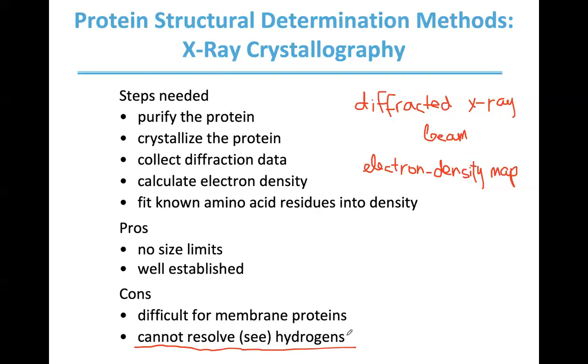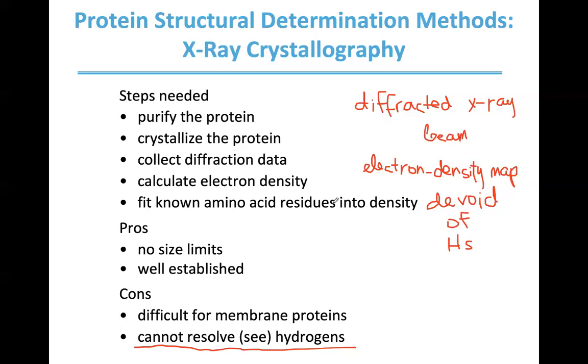So that's the biggest disadvantage of X-ray crystallography, that it will give you a structure which is devoid of hydrogens, and you're going to have to actually position your hydrogens. What often happens is that there are software programs which will allow you to put the X-ray structure in, and they will attach the hydrogens where they're missing.